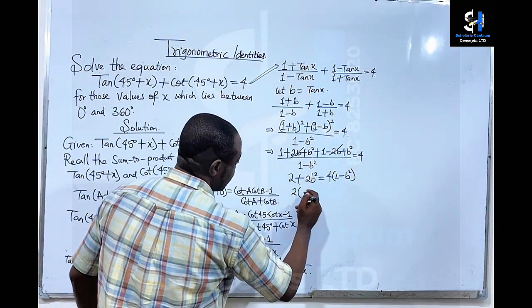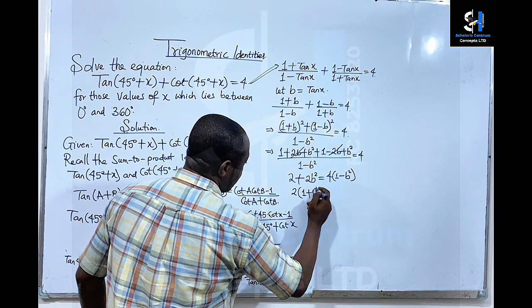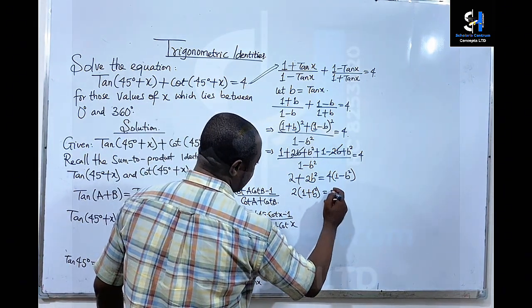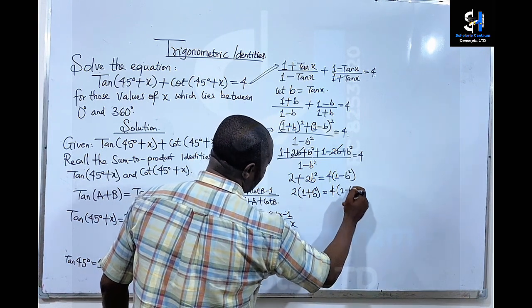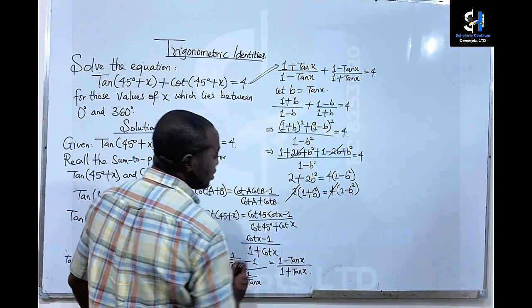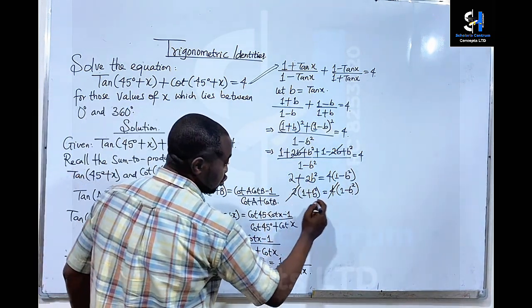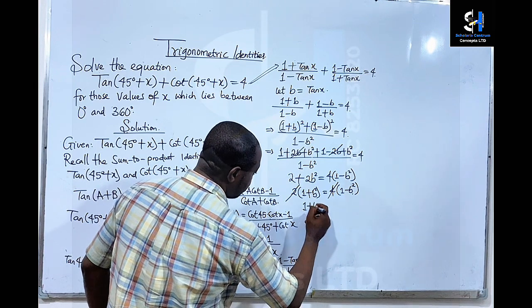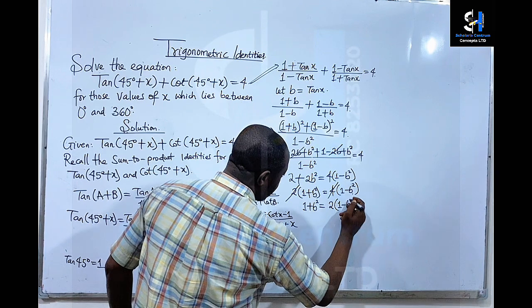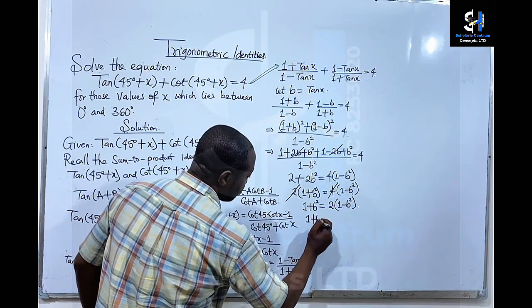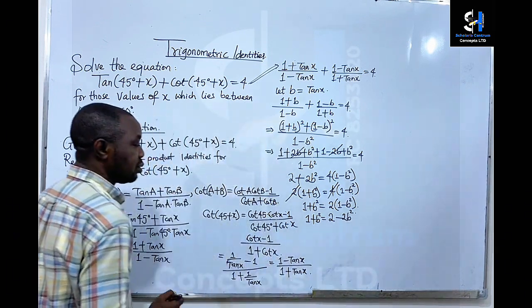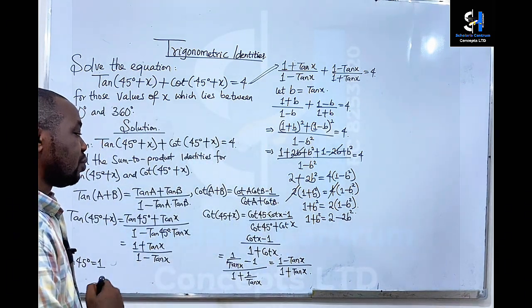Now we can also write this as 2(1 plus b squared) equals 4 into (1 minus b squared). Dividing both sides by 2, the other side will reduce to 2. So this will be 1 plus b squared equals 2(1 minus b squared). And this will be 1 plus b squared equals 2 times 1, that's 2, then negative 2b squared. So let's combine like terms.